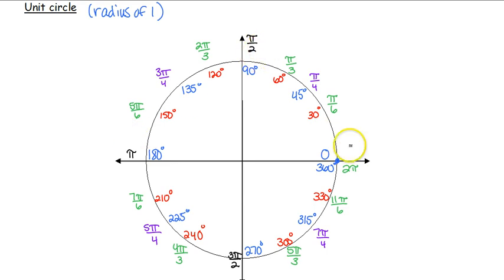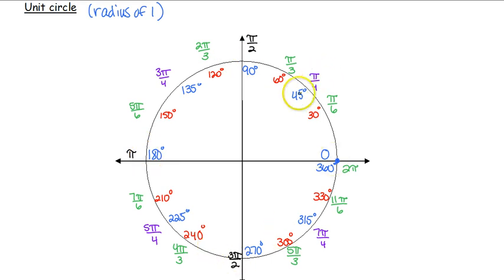So each time I go 90 degrees, I'm increasing by how many radians? By half of a radian. So 0 plus 1/2 is 1/2 pi, plus 1/2 is 1, plus 1/2 is 3/2 pi. 3/2, which is 1/2 plus 1 more half, gives us 2 pi. So each 90 degree mark, we are adding 1/2.